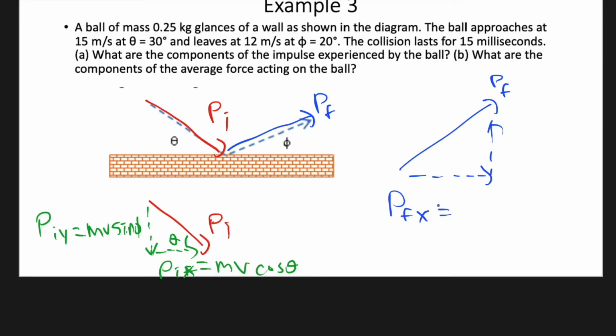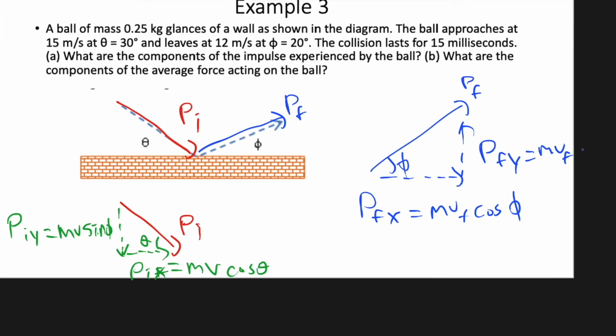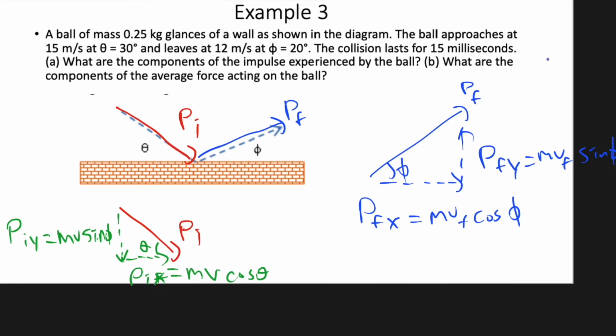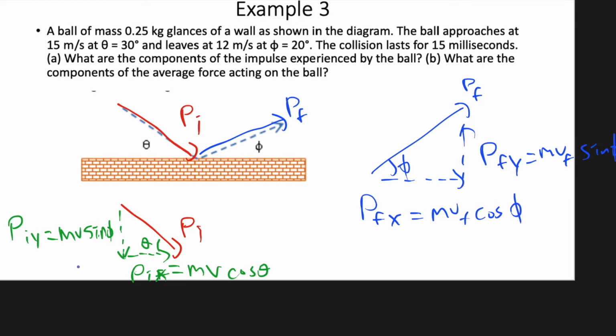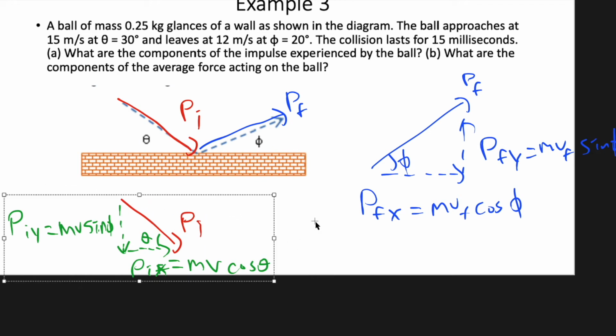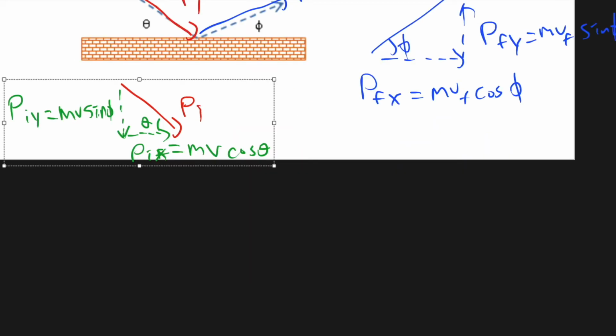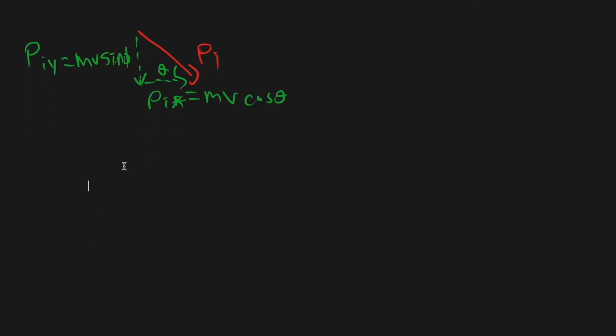So your final horizontal momentum is going to be equal to mvf cosine phi, and pfy is going to be equal to mvf sine phi. And you just need to calculate the change in momentum now. So let me copy paste this. So let's calculate the horizontal direction first.